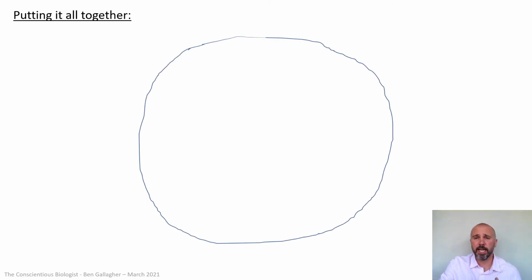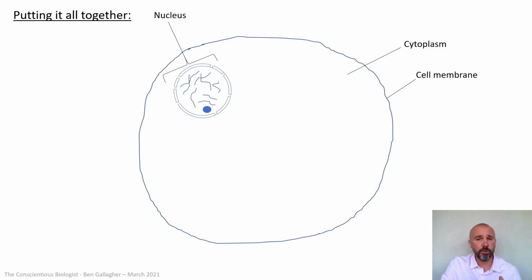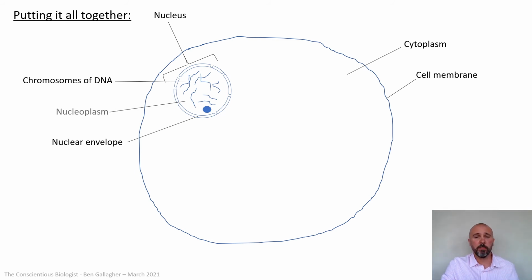So if we're looking at an animal cell, we're going to have the cell membrane, you're going to have the cytoplasm, we're going to have the nucleus. But now remember all your labels for the nucleus. You've got to label the chromosomes of DNA. You've got to label the nuclear envelope and the nuclear plasm and the nuclear pores. You've also got that nucleolus structure. So there's a lot of labels to put there just for the nucleus.